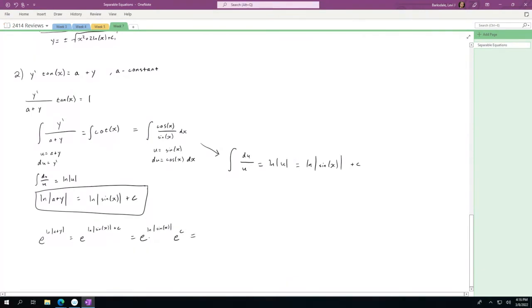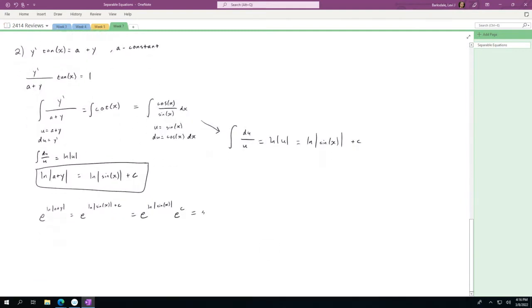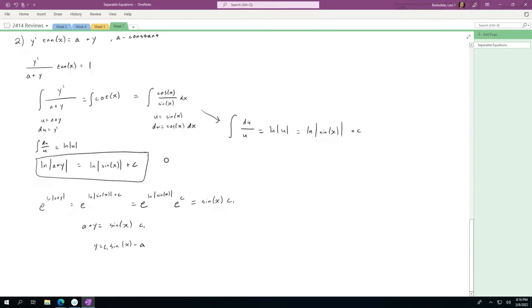where e to the natural log of sine of x is equal to simply sine of x, and e to the c is a new c value, and of course e to the natural log of a plus y gets us a plus y. So a plus y equals c1 sine of x. So y is equal to c1 sine of x minus a. But again, this form also works as well.